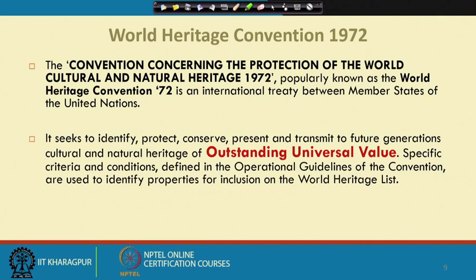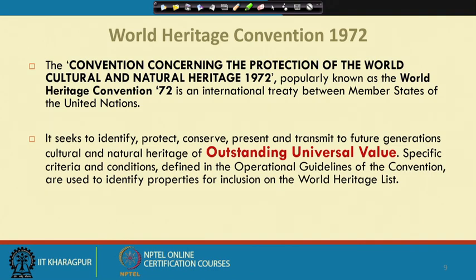So, one state or country has to be a member state of the United Nations for its properties to be declared as the World Heritage Site. This is the first and foremost criteria. So, that membership of UNESCO, and being willing to propose or see that one of its sites is inscribed as a World Heritage, is absolutely important.